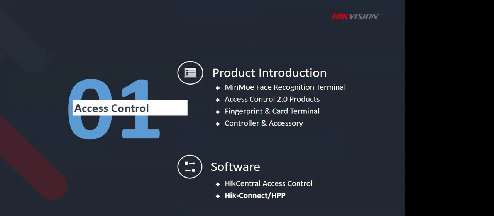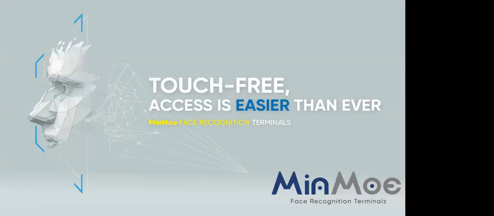So first of all, starting is with Minmo terminals. So facial recognition Minmo terminals works with a 2D facial recognition detection, looking at the depth of your face, and then obviously identifying a 1-to-1 or 1-to-N ratio.